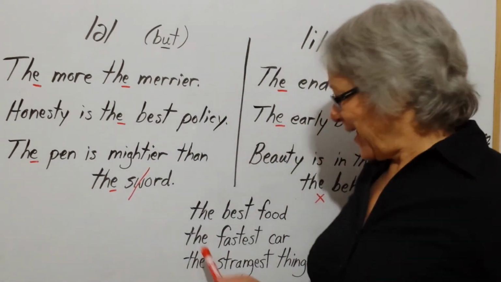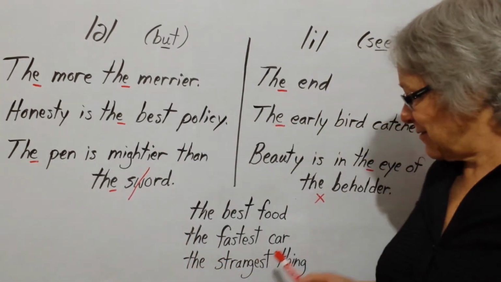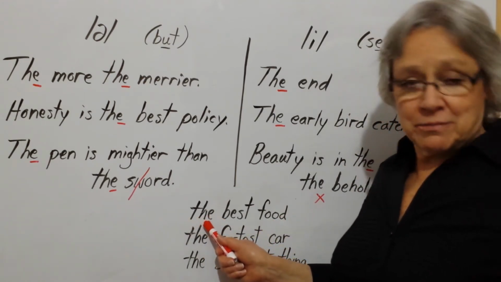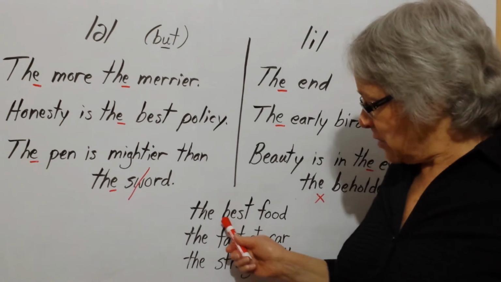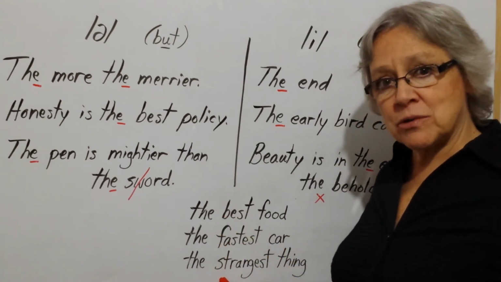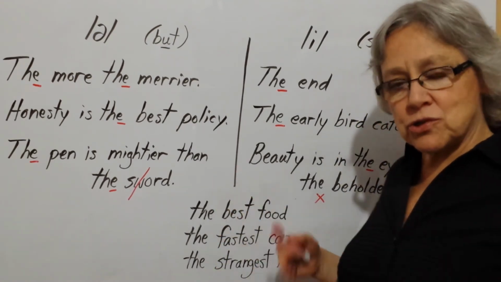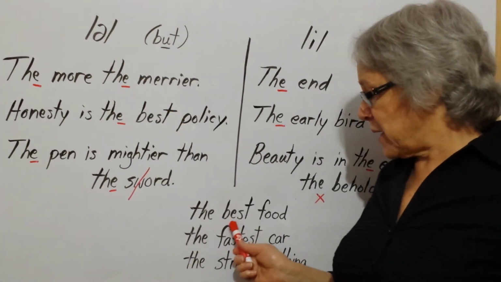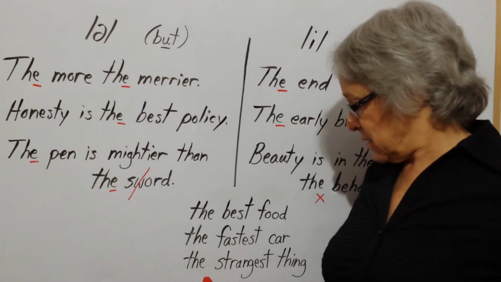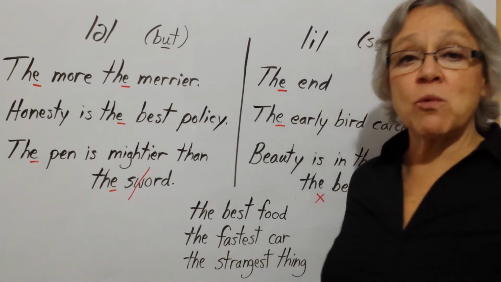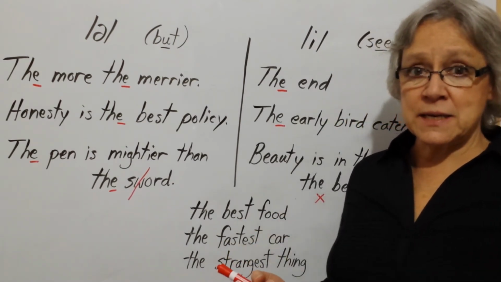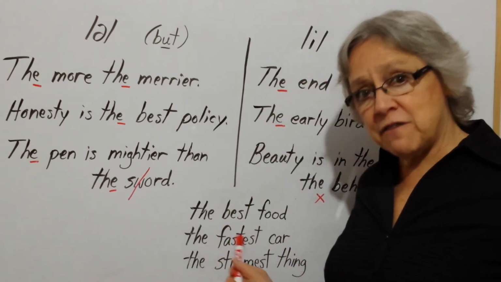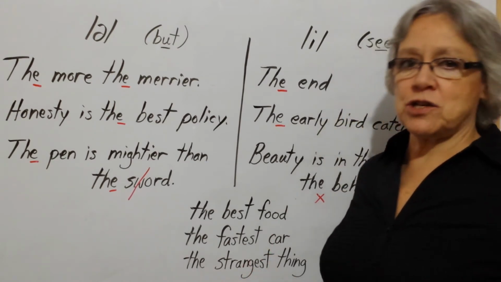Okay. Now I have 3 phrases down here. These phrases all start with the. The word following starts with a consonant sound. So just normally without stressing anything, I would use the best, the fastest, the strangest. But if I want to stress my ideas, then I would use E. The best, the fastest, the strangest.